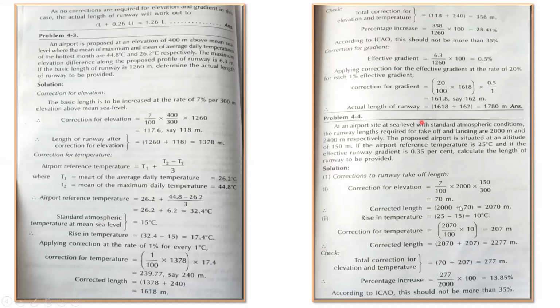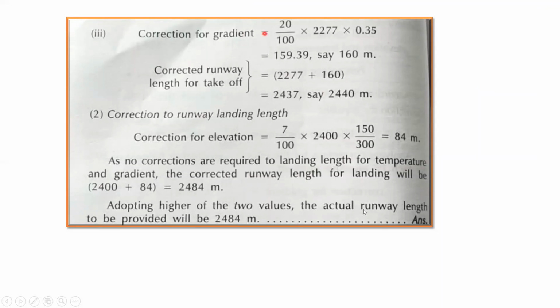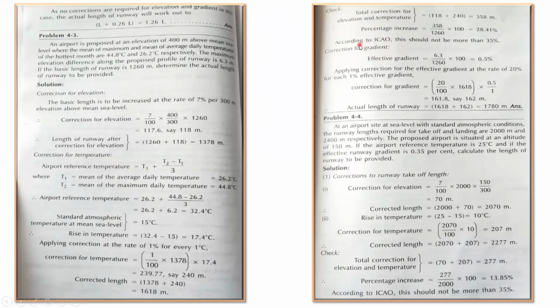If I go back, in this example directly the effective gradient was given. See here, the effective runway gradient of 0.35%. Then again you don't have to use this formula, directly you are getting this 0.35. Put that in this particular equation and you have to solve it like it was done here, right? So these things we need to understand: what the questions are asking, and what we are supposed to find.